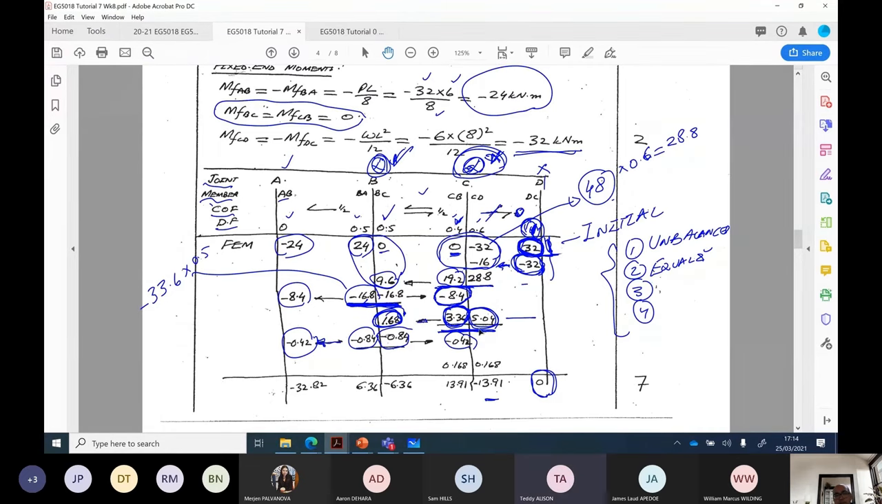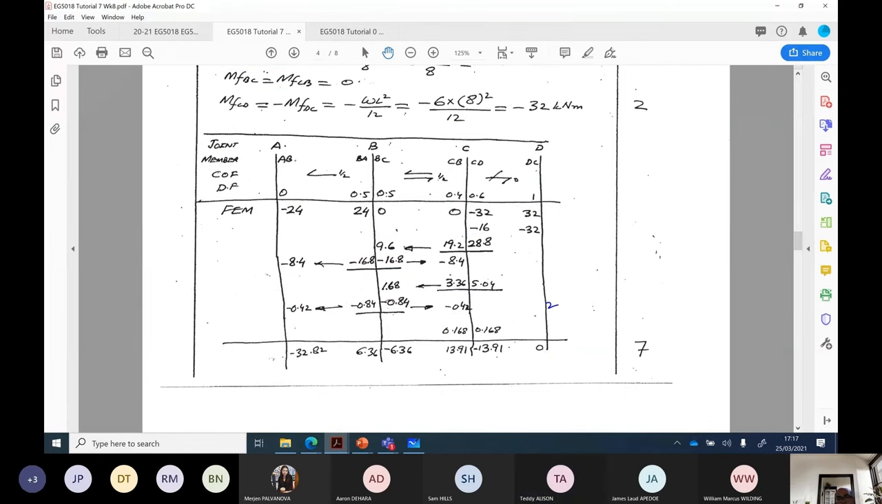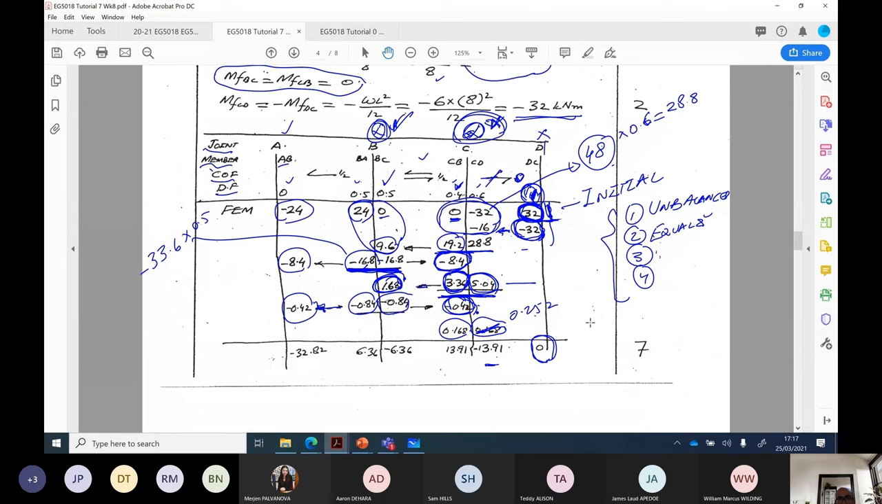Now if I wanted, I can actually stop here, and then I've done the next step, which is unbalanced is minus 0.42, equal and opposite is 0.42, multiplying it with 0.4 and 0.6, 0.168, and 0.42 times 0.6 is 0.252, and simply add everything up in that column. Starting from the top, this will give me minus 13.91. Then for CB, 13.91. Then I will move to BC, minus 32.82.